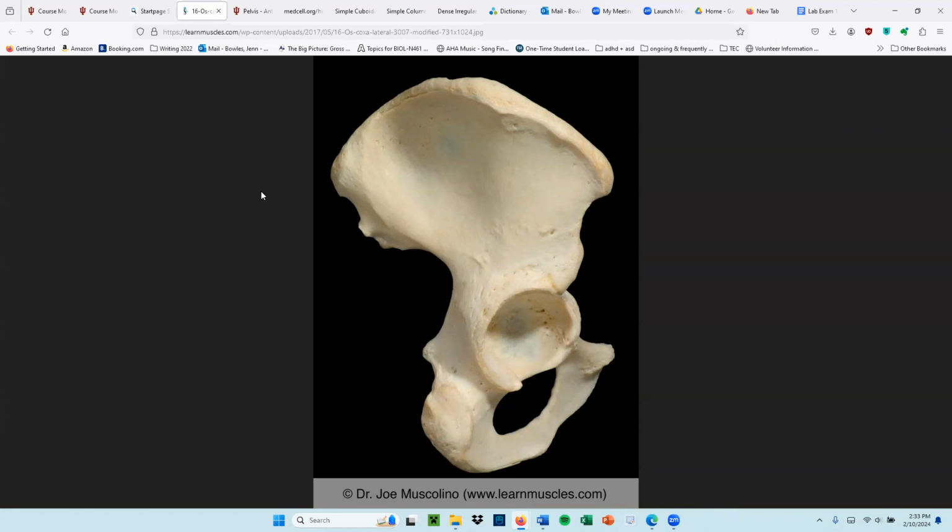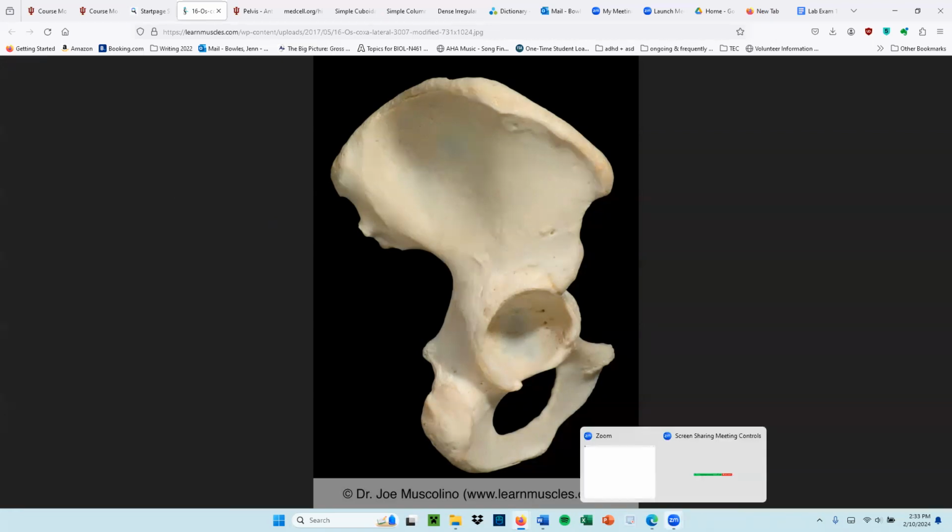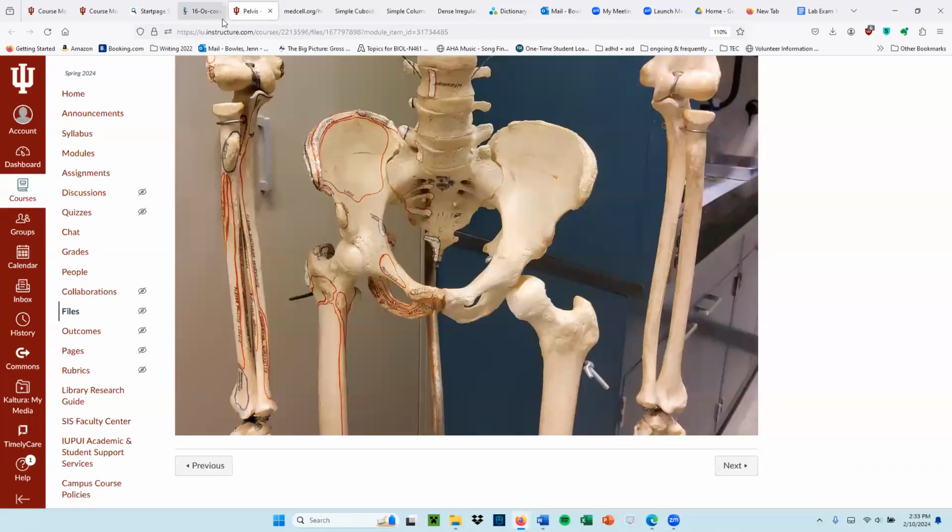Any questions on appendicular skeleton? I do not think so. Okay. Sounds good to me.